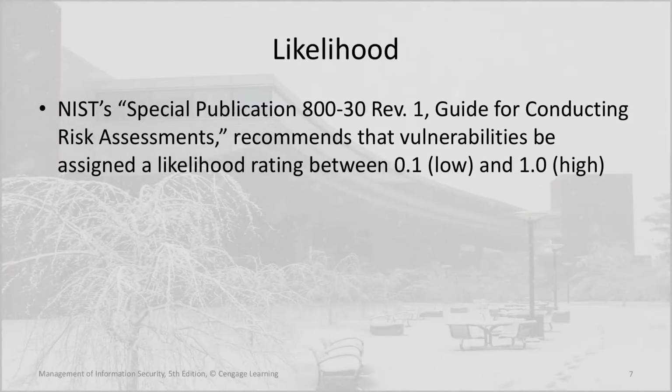NIST Special Publication 800-30 Revision 1, Guide for Conducting Risk Assessments, recommends that vulnerabilities be assigned a likelihood rating between 0.1 low and 1.0 high.